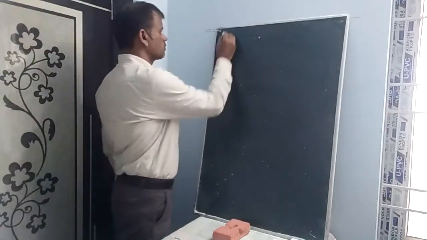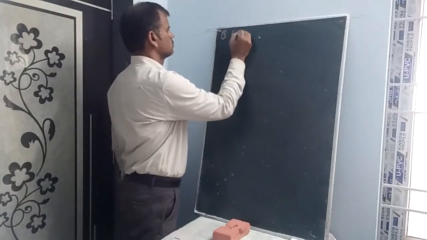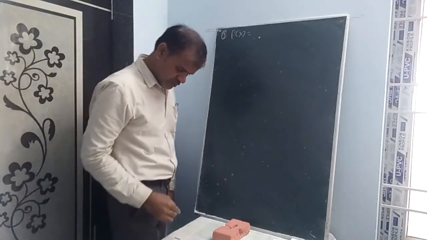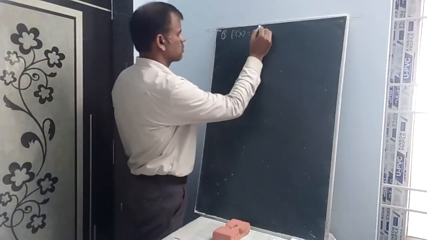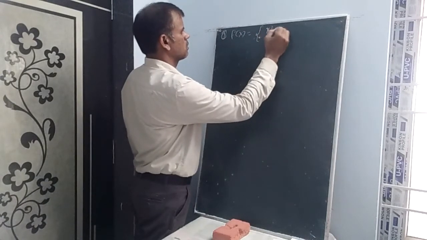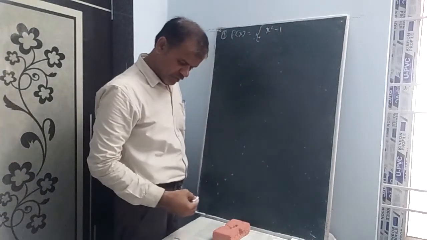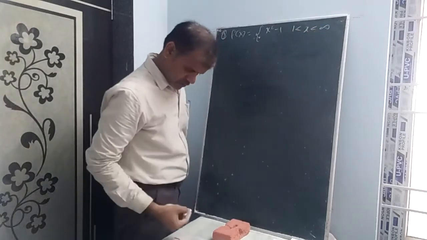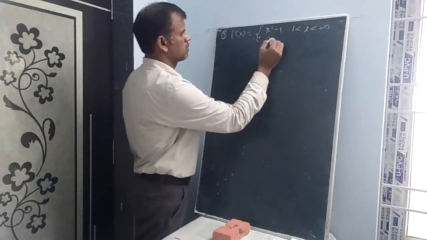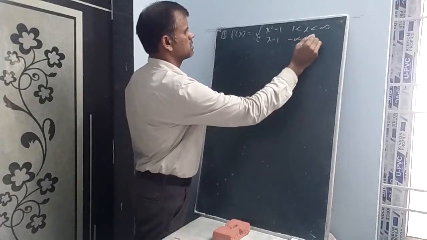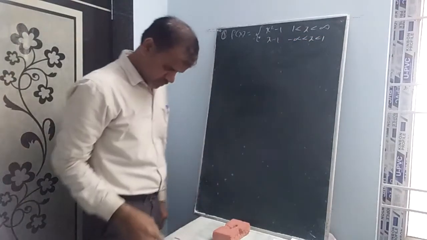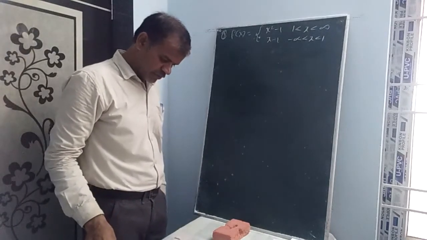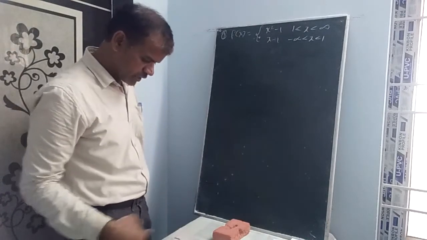Now eighth question. f of x at point x equal to 1 is given. f of x equal to x square minus 1 for 1 less than x less than infinity, and x minus 1 for minus infinity less than x less than 1. Options are given as continuous and not differentiable, continuous and differentiable, like that.